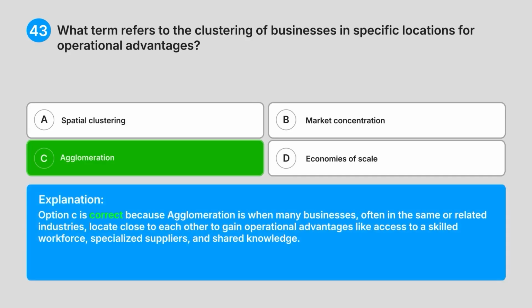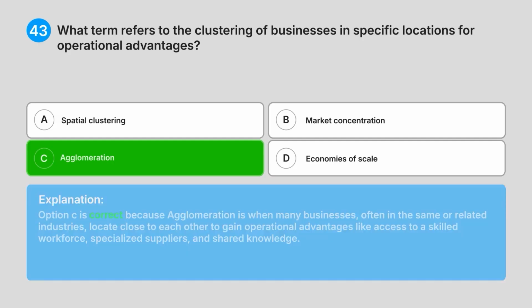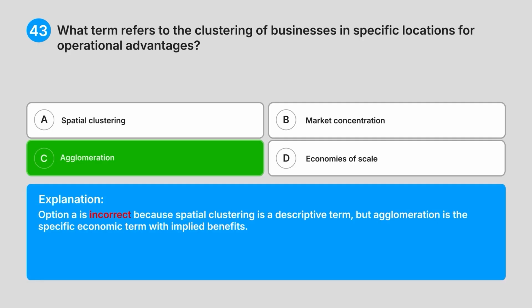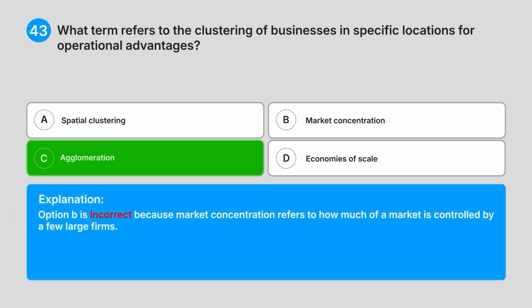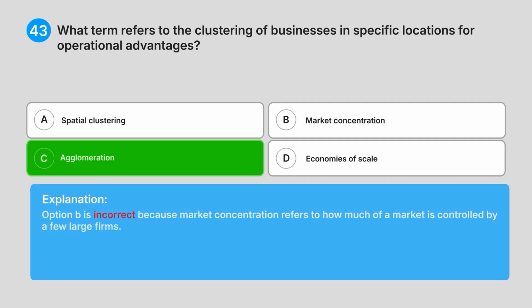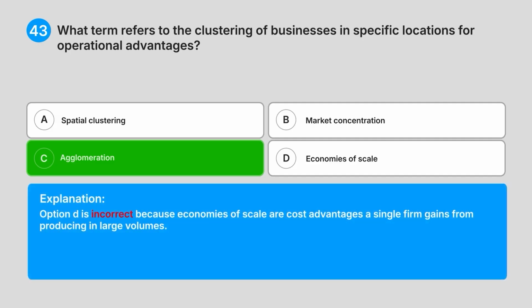Explanation: Option C is correct because agglomeration is when many businesses, often in the same or related industries, locate close to each other to gain operational advantages like access to a skilled workforce, specialised suppliers, and shared knowledge. Option A is incorrect because spatial clustering is a descriptive term, but agglomeration is the specific economic term with implied benefits. Option B is incorrect because market concentration refers to how much of a market is controlled by a few large firms. Option D is incorrect because economies of scale are cost advantages a single firm gains from producing in large volumes.